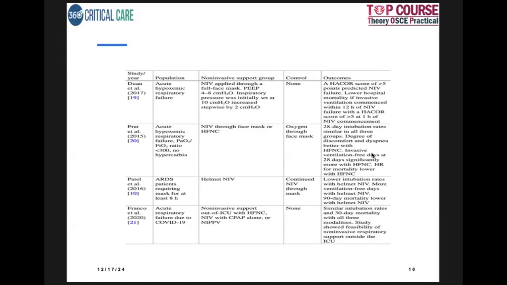Okay. And then came the FLORALI in 2015, where NIV given through face mask or high flow was compared, and standard oxygen therapy was the control group. 28-day intubation rates were similar in all the groups, but the mortality rates were better with the high flow group.